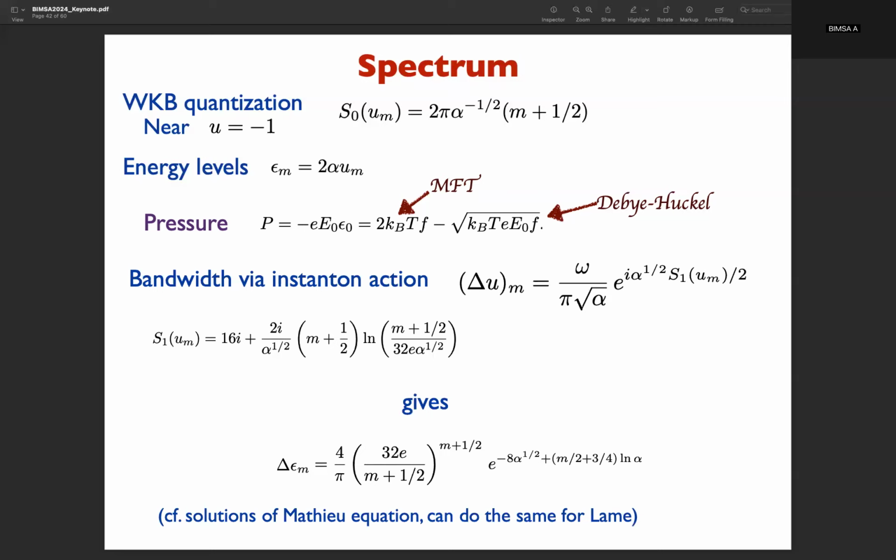And if you open the old textbook on the Mathieu equation, that's exactly what they have for the gap. Any questions? What's the Mathieu equation? It's just the Schrödinger equation with a cosine potential. It's one of those classical equations in mathematical physics that people talk about a lot, and here we essentially get this part of the spectrum for free. And you can keep going.